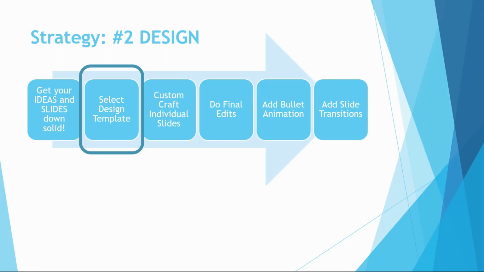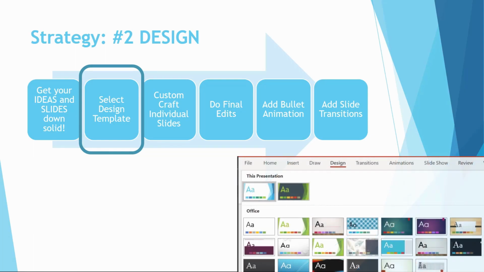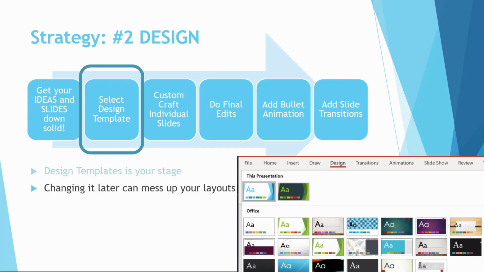Step 2, design. Once you have your ideas in place, you then need to go and select the appropriate PowerPoint design template. The design template not only sets the look for your presentation, but also controls the specific locations for items on the page. If you do the design template selection later in the process, you risk messing up any customization that you've made to individual slides. I covered this in my YouTube lesson number 3.